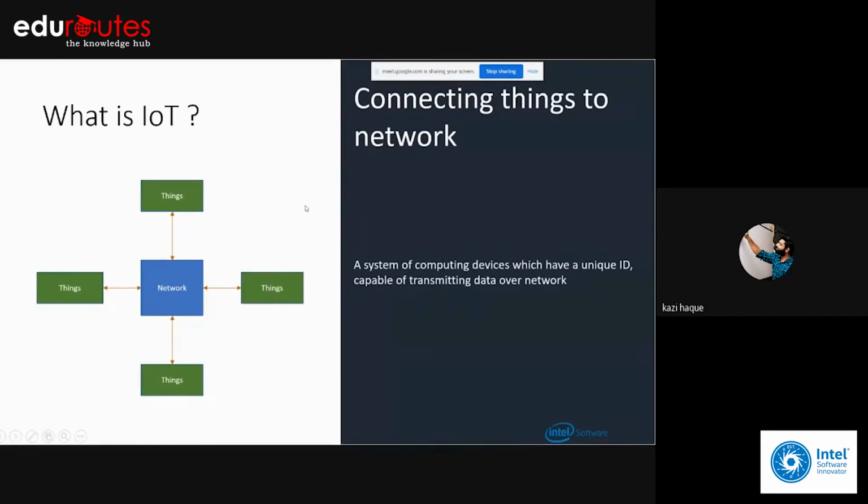So a formal definition would be a system of computing devices which have a unique ID. Say there are n number of things; in order to identify a unique thing amongst them, you need to have a unique ID. We'll come to how to address them and how to allocate the different unique IDs. Once they have a unique ID and are capable of transmitting data over the network, they get connected to an Internet of Things network, and it becomes a smart device, right?